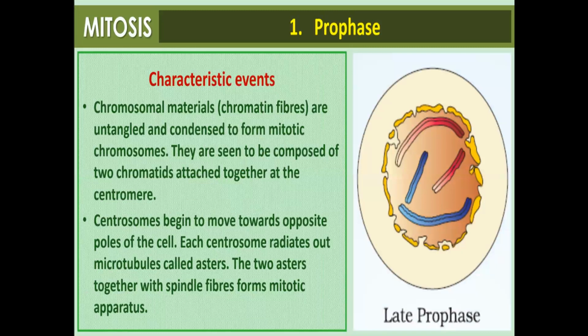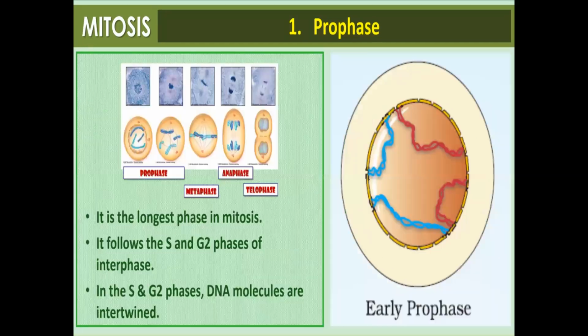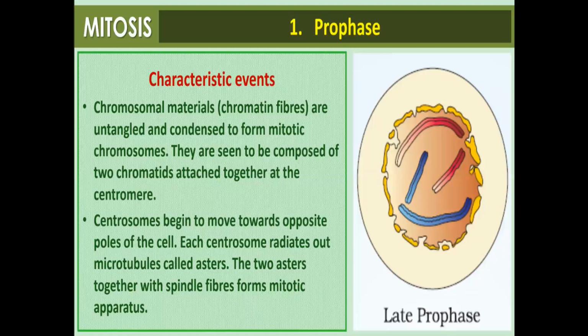Now, in late prophase, chromosome material is untangled and condensed to form mitotic chromosomes. So you can see the picture difference. This is how the DNA was. Now they have come together and formed chromosomes. They are seen to be composed of two chromatids attached together at the centromere. You can see two chromatids attached to the centromere.